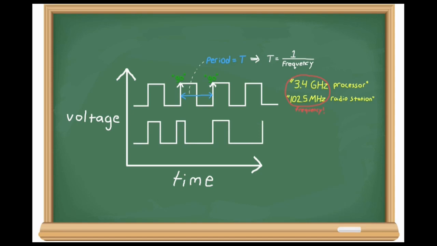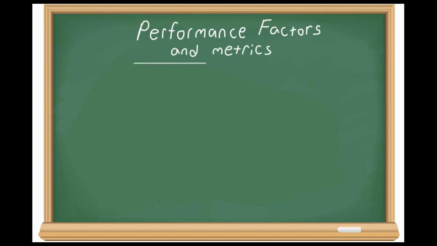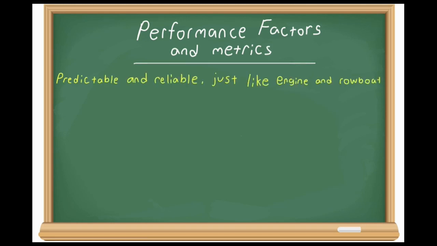In some cases, the positive edges might not come at a fixed rate. This means that the frequency of the waveform is actually changing across time. So now that we understand the frequency of the oscillator, how do we determine the other performance factors and metrics that we care about? In general, the oscillator frequency should be predictable and reliable, just like the engine and the rowboat examples. First and foremost, we care about the frequency of the oscillator. What frequency does it run at, and how precise is that frequency?